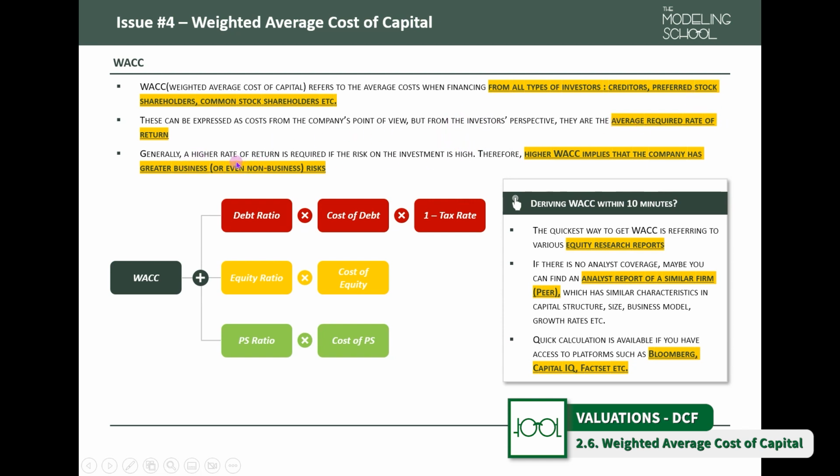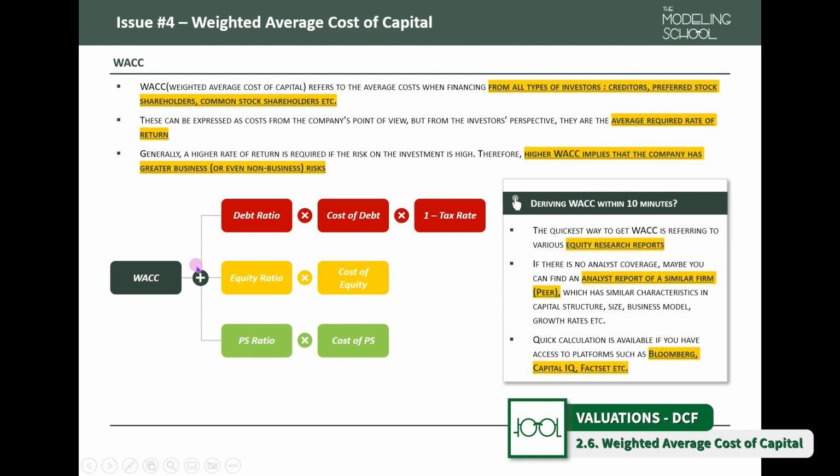So generally, a higher rate of return is required if there is more risk to the investment. So the more risk there is, the higher the required rate of return, and therefore the higher the weighted average cost of capital. So when we're calculating or thinking about weighted average cost of capital, we always want to think about the risks that are implied in investing in this company and the risks that are implied in investing in this specific instrument or asset.